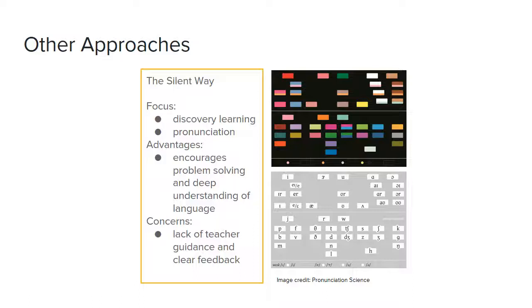A related approach is the silent way. Now this is related in the sense that it requires learners to do some discovery and deep thinking about language and how it works. But the focus here is on pronunciation. And this is a teacher-led classroom, but the teacher doesn't speak. Instead, the teacher uses color charts similar to the one that we see here in the diagram. Now that color chart corresponds to a sound chart that the teacher uses to know how to tell learners to produce the sounds of the target language.